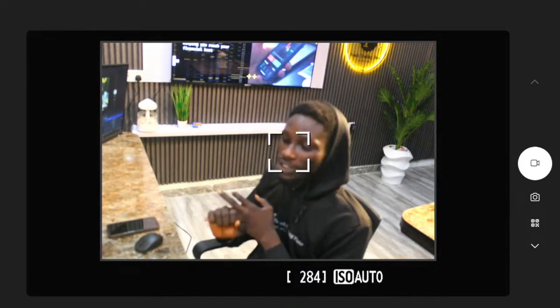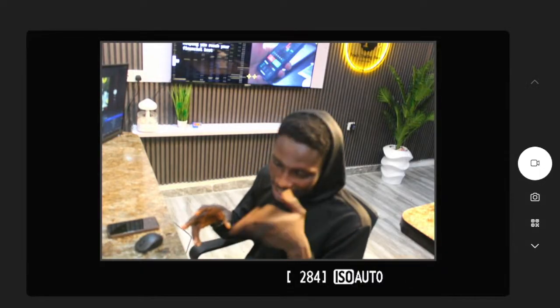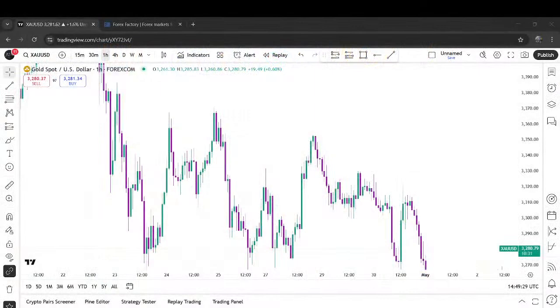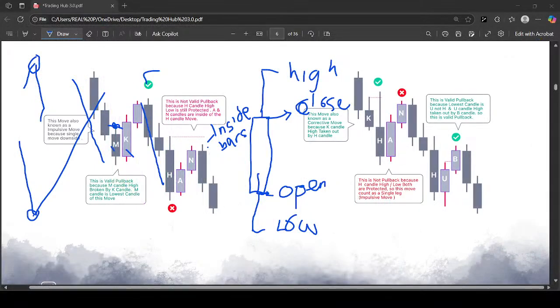You must know if the pullback is a false one, if the pullback is just a continuation of the last impulsive move. So in this case, what are we going to see? This impulsive move just continued down, right? So let me erase this whole stuff and let me show you what actually happened here.